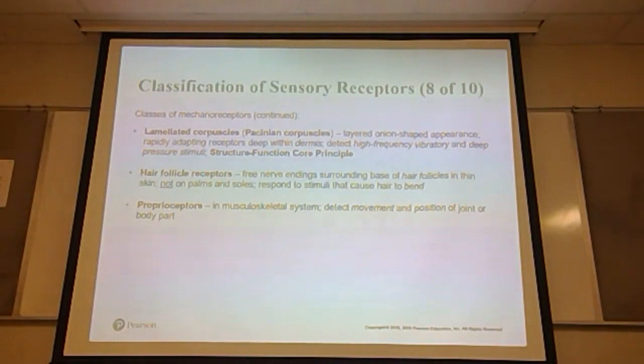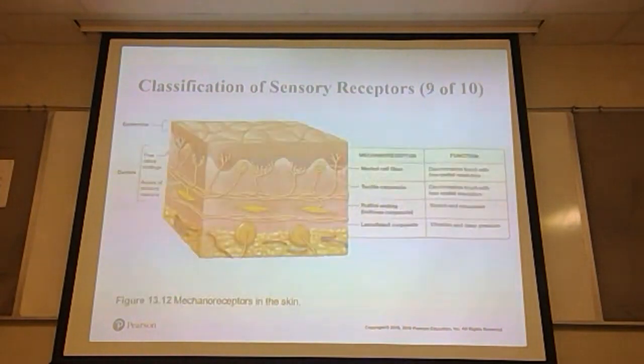Hair follicle receptors are free nerve endings around the base of each hair, found in thin skin. Hair follicles are not found in the soles of the feet and the palms of the hands. These respond to stimuli that cause the hair to bend. Proprioceptors detect movement and position of joints and body parts. These are found in the skeletal muscle system.